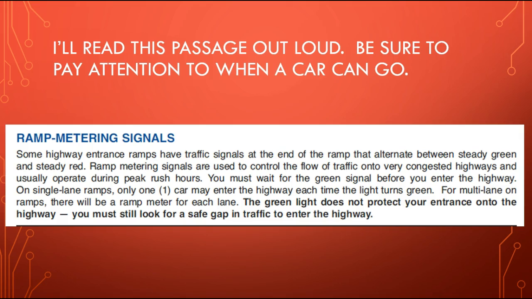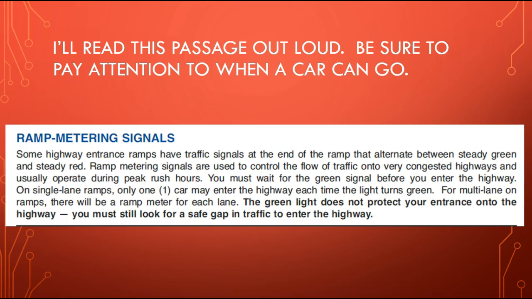Because you just read a large passage yourself, I will read this passage out loud. Be sure to pay attention to when a car can go. Some highway entrance ramps have traffic signals at the end of the ramp that alternate between steady green and steady red. Ramp metering signals are used to control the flow of traffic onto very congested highways and usually operate during peak rush hours. You must wait for the green signal before you can enter the highway.